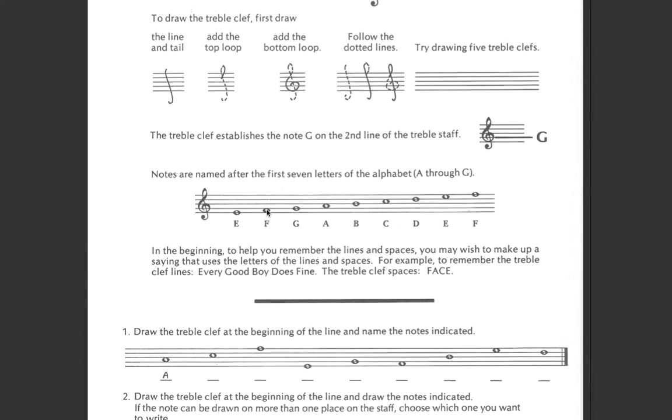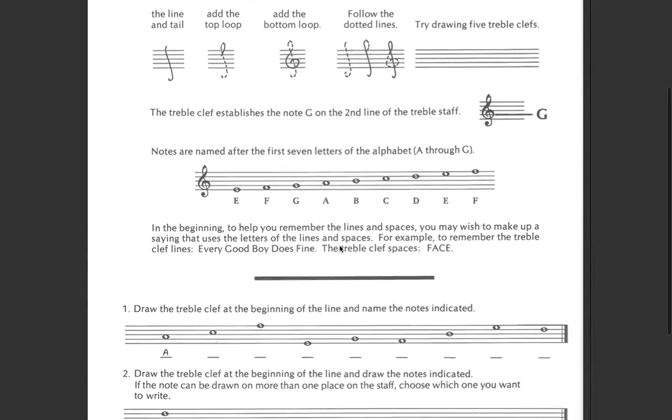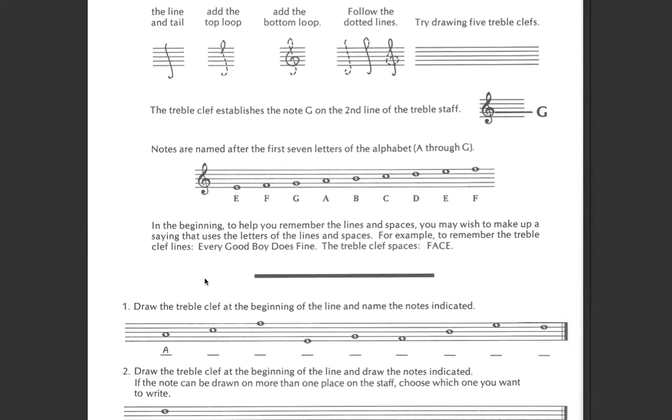The space underneath it is going to be F. The line underneath that is going to be E. Okay, reverse alphabetical order. And now after G, the space above it is going to be A. Line is going to be B, C, D, E, F. Okay, so alphabetical order, lines and spaces.